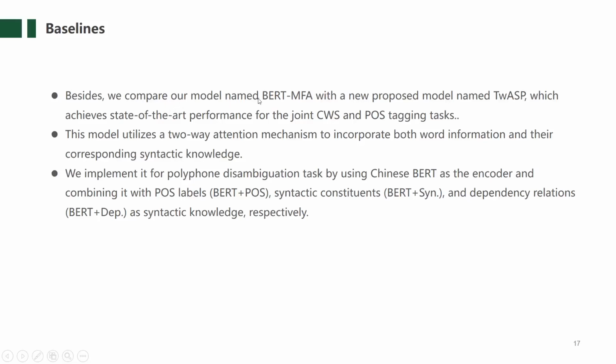Besides, we compare our model with a newly proposed model named TWSP, which achieves state-of-the-art performance for the joint CWS and POS tagging tasks. This model utilizes a two-way attention mechanism to incorporate both the word information and their corresponding syntactic knowledge. We implement it for the polyphone disambiguation task by using Chinese BERT as the encoder and combining it with POS labels, syntactic constituents, and dependency relations as syntactic knowledge, respectively.